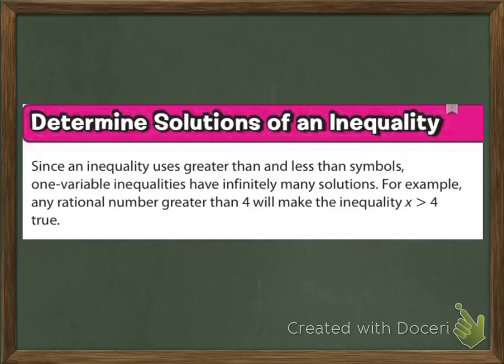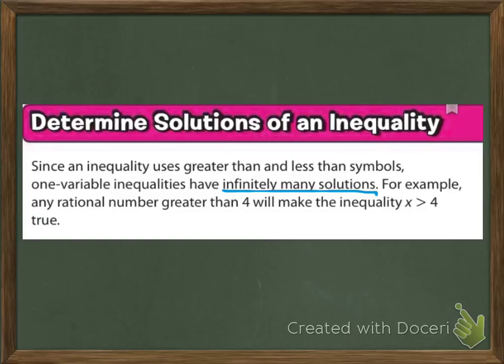So it says determine solutions of an inequality. Since an inequality uses greater than or less than symbols, one variable inequalities have infinitely many solutions. Just like I was talking about on one of the last examples where I said, okay, it could have been this other number, it could have been another number. There's a lot of numbers out there that it could be. So that's infinitely many solutions.